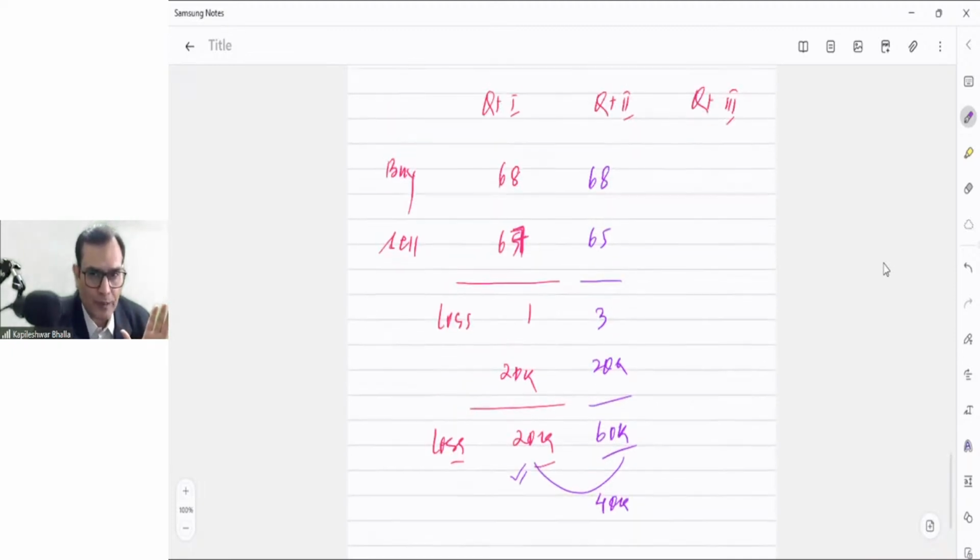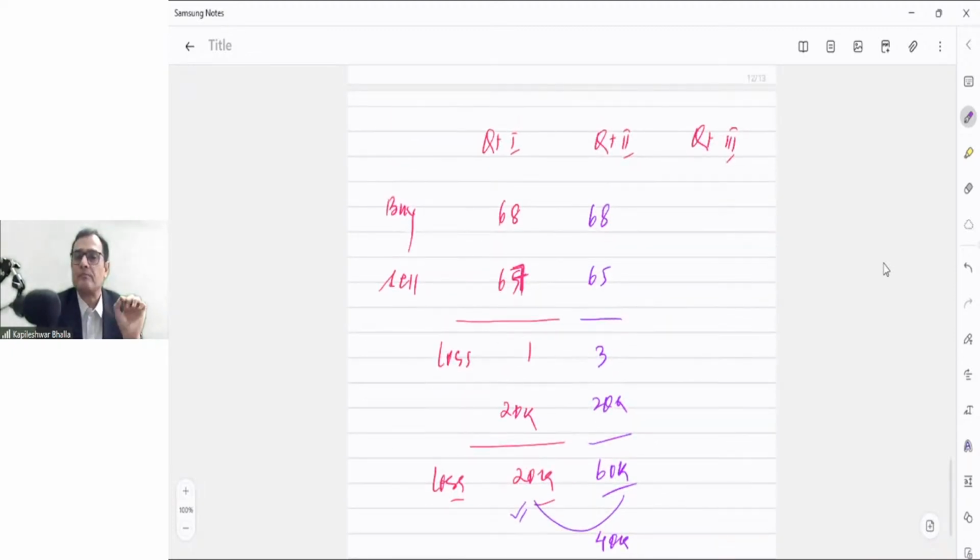Now, there is another way of doing the calculations. Instead of taking 68, you've already taken 67. So let's take this as a base. So you say that I'm going to buy at 67 and you're going to sell at 65. So there is a loss of 2 rupees a dollar.